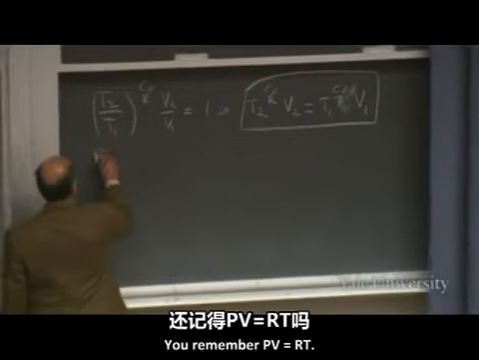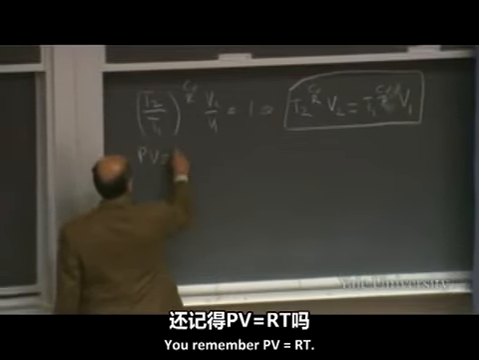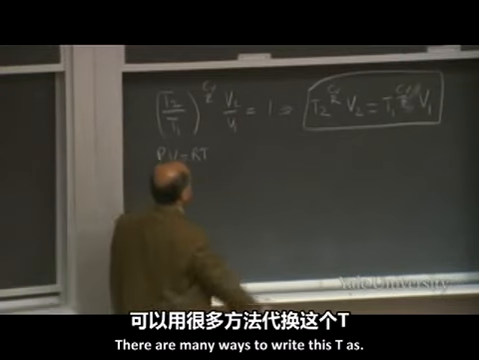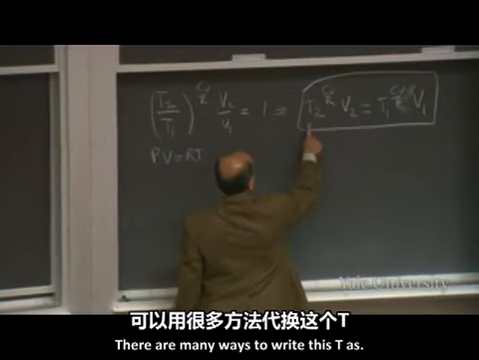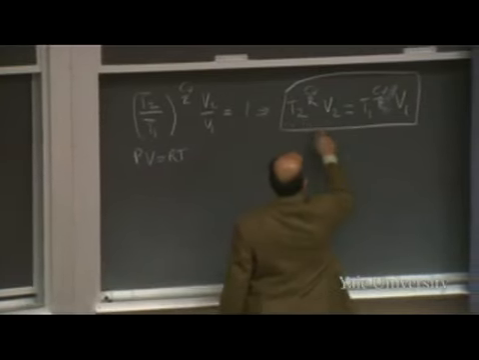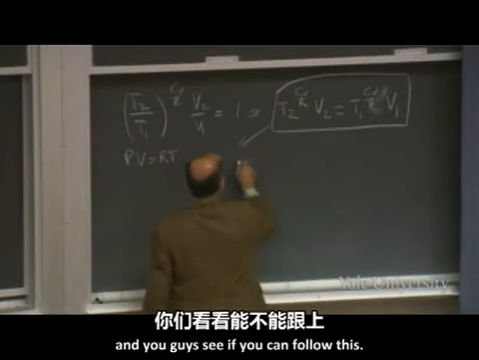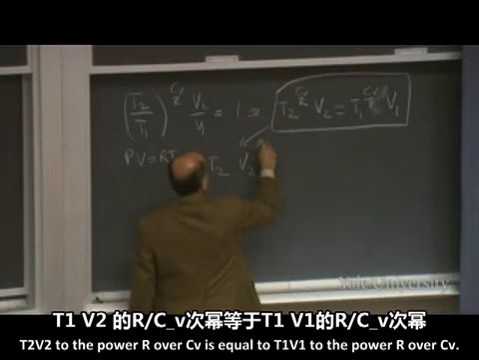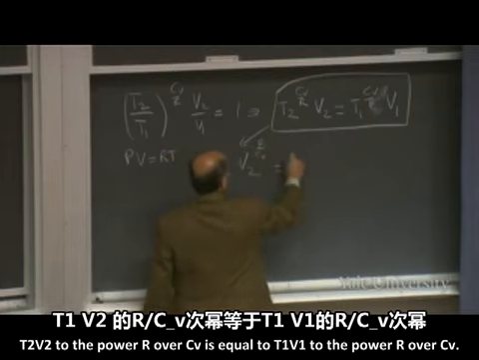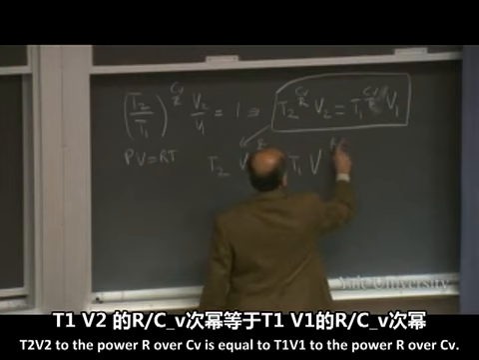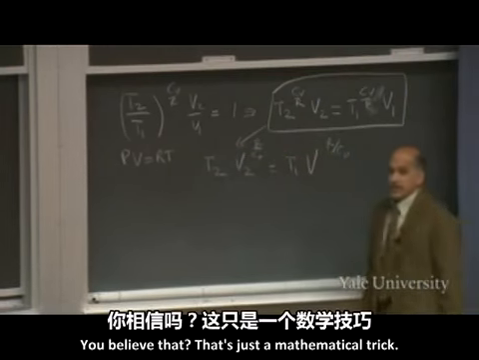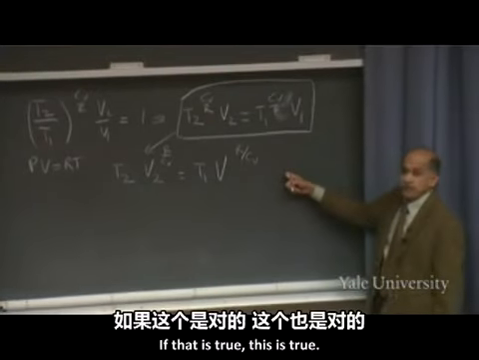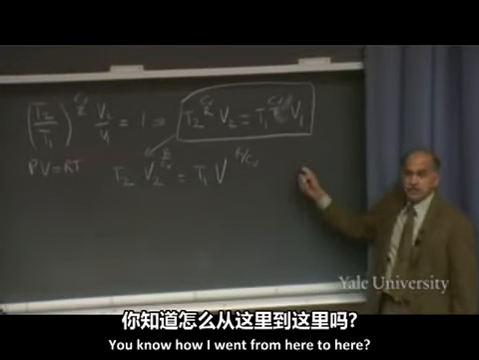You remember PV equals RT. Therefore, you can write this T as, okay, there are many ways to write this. I'm going to write it in another way, and you guys see if you can follow this. T2 V2 to the power R over CV is equal to T1 V1 to the power R over CV. You believe that? That's just a mathematical trick. If that is true, this is true.